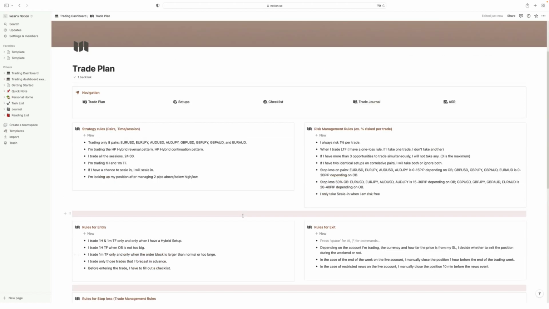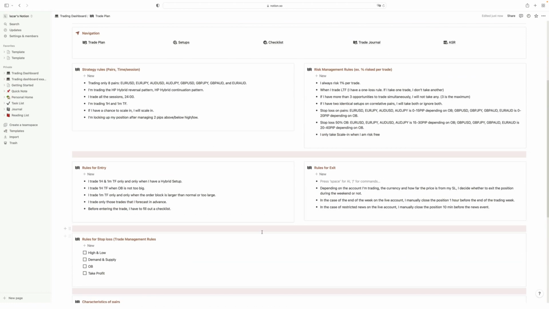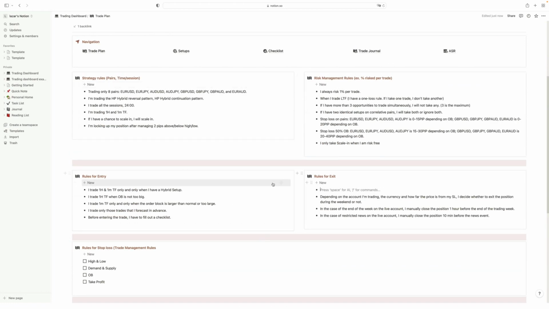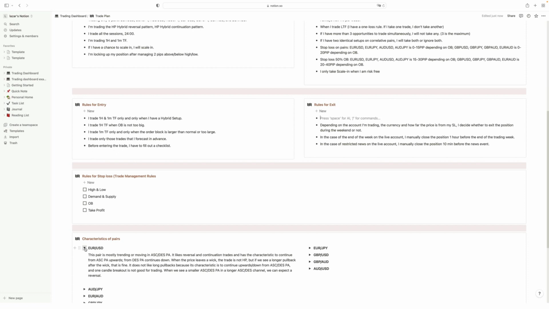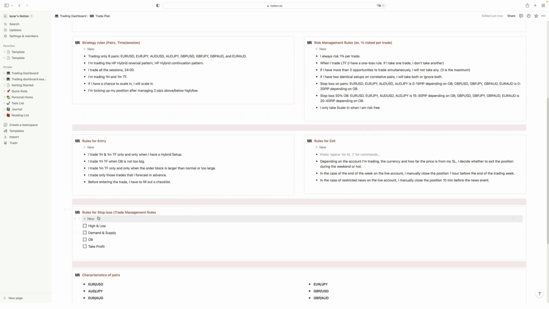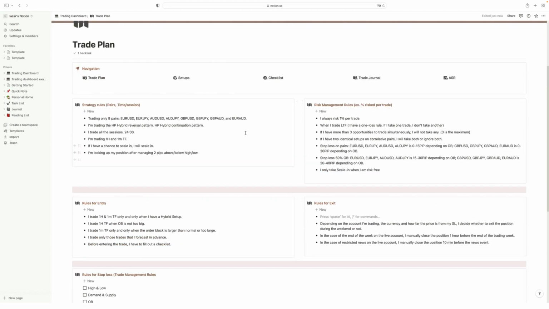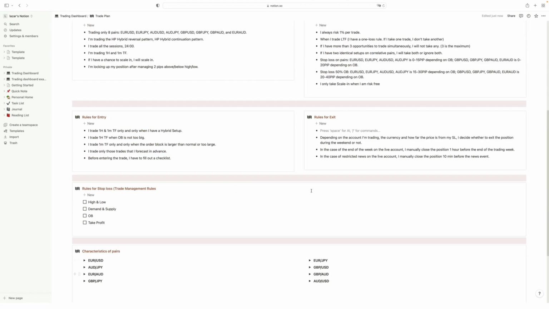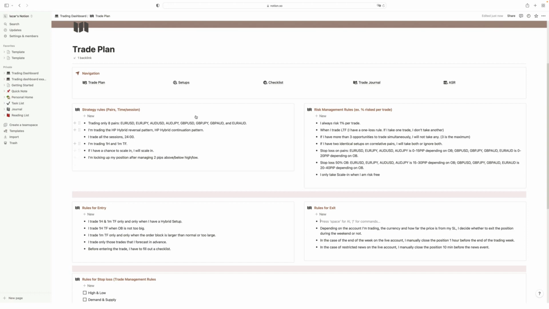Okay, so basically this is everything about the first page. This is where you make your trade plan and where you mark your pair characteristics, and you can add them, guys. You can add that manually, write down everything, make it beautiful and nice like I did here, and that's pretty much it.